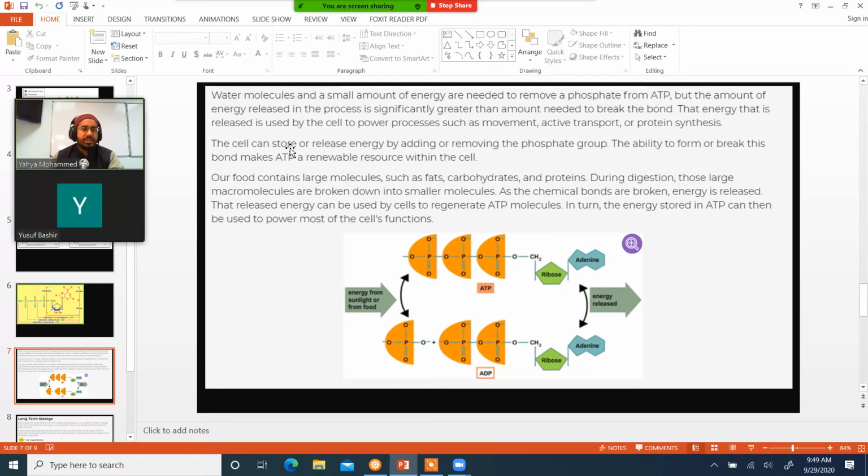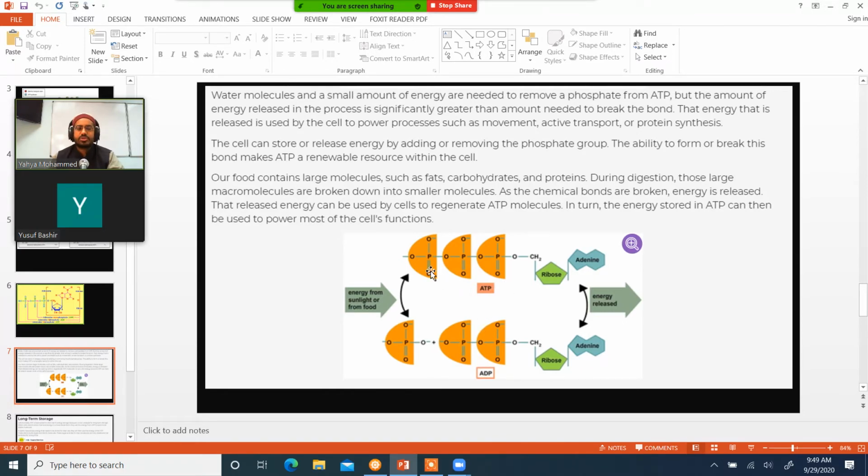So it says here that energy is used by the cell to do all kinds of things, right? To move, for transport of things in and out of the cell, for protein synthesis, for making cells. So pretty much everything in the cell that needs energy uses this process, ATP to ADP.